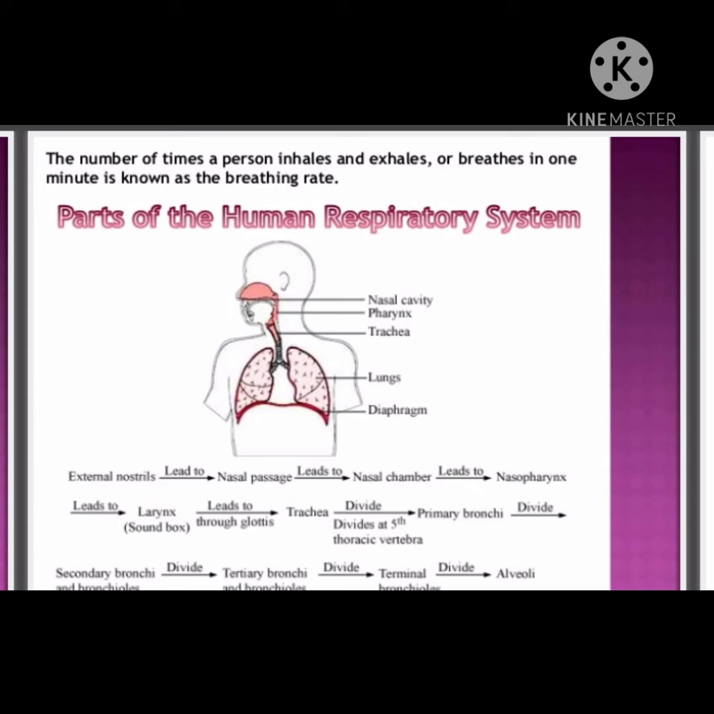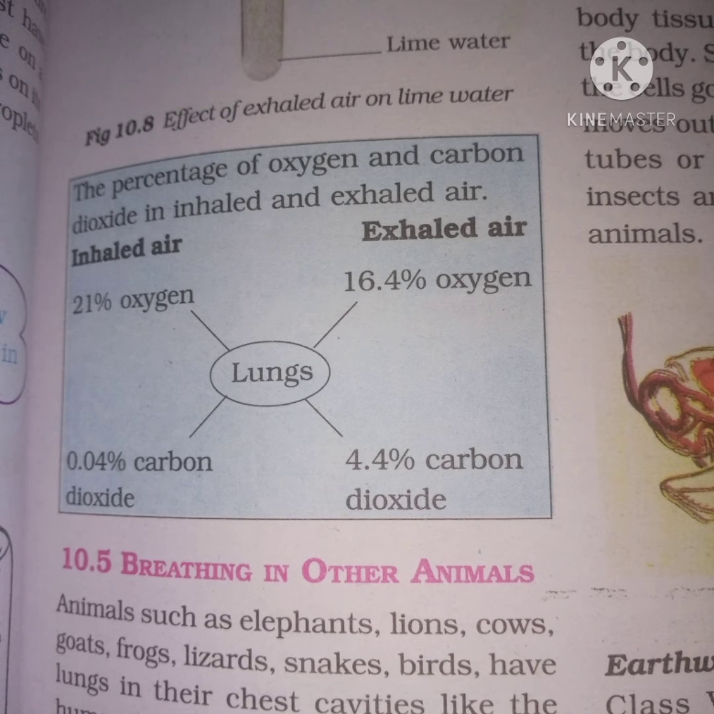Then you can see a table on page number 115 showing the percentage of oxygen and carbon dioxide in inhaled and exhaled air. Inhaled air shows 21% oxygen, whereas exhaled air shows 16.4% oxygen. We take in oxygen and then give it out, and along with the breathed out air, some of the oxygen also comes out. Inhaled air contains only 0.404% carbon dioxide, whereas exhaled air contains 4.4% carbon dioxide.